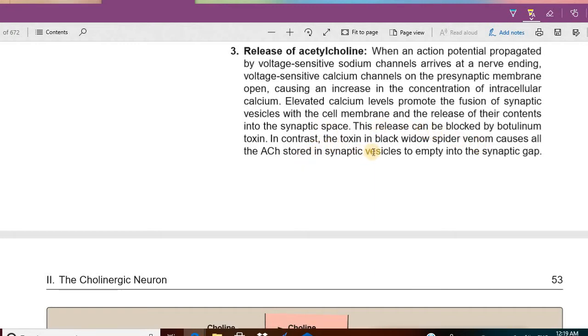In contrast, the toxin in black widow spider venom causes all the acetylcholine stored in synaptic vesicles to empty into the synaptic gap. So, here this is the antagonist too.